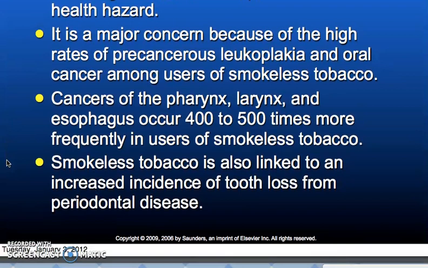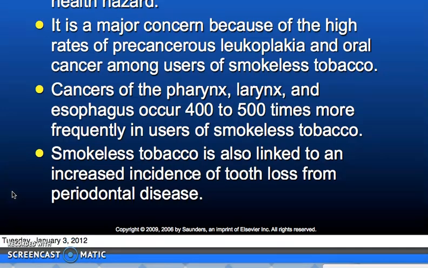There are also cancers of the pharynx, the larynx, and the esophagus. These occur 400 to 500 times more in people that use smokeless tobacco. It's also linked to an increased incidence of tooth loss and periodontal disease, definitely periodontal disease, and because of the sugar in the smokeless tobacco, it causes a lot of decay.